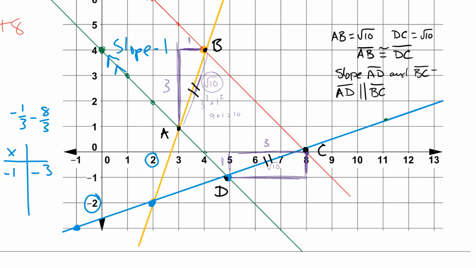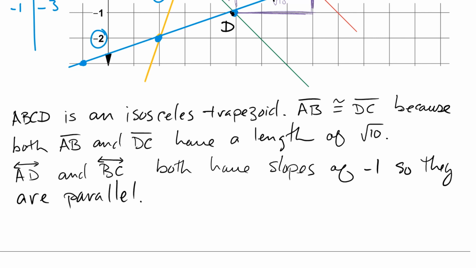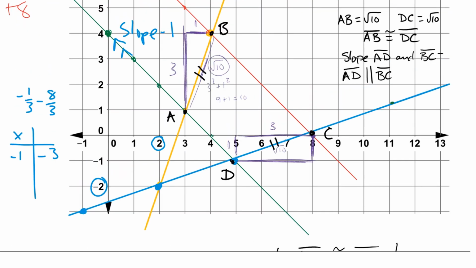Also, the slope of AD and BC are equal to each other, so I know that AD is parallel to BC. And then my final response here is quadrilateral ABCD is an isosceles trapezoid. Segment AB is congruent to segment DC, because both AB and DC have a length of root 10. Line AD and line BC both have slopes of -1, so those lines are parallel, and those two sides, side AD and BC, are parts of those lines, so they're parallel as well. So this is definitely an isosceles trapezoid.